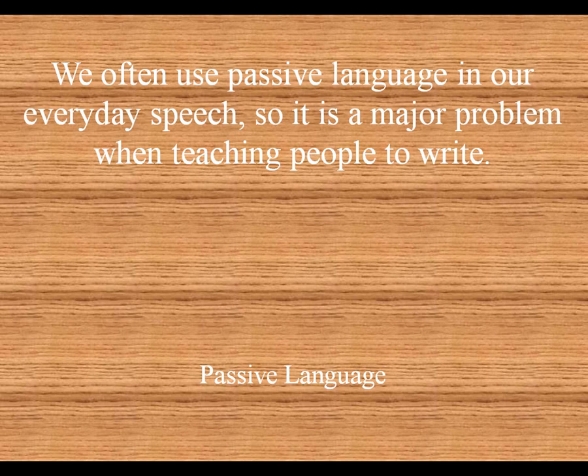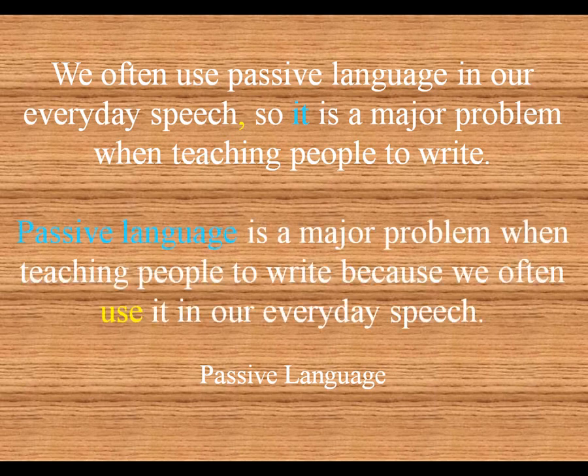Okay, so how'd you do? The actor in this is really difficult because a lot of people want to think that the actor is people or we because we're used to the actor being a person. But actually, in this sentence, passive language is the actor because that is what is causing all the action to follow. So the correct way is to start with passive language and say passive language is a major problem when teaching people to write because we often use it in our everyday speech. And use is really the action.